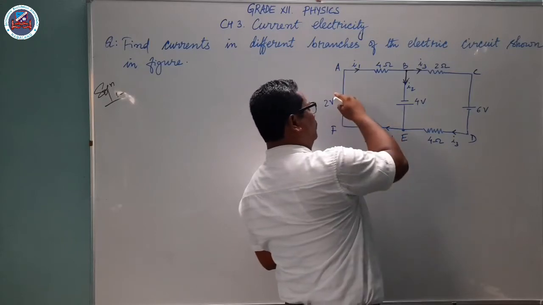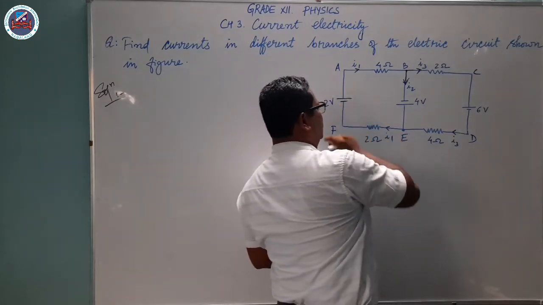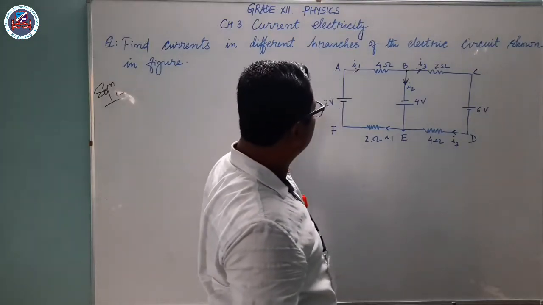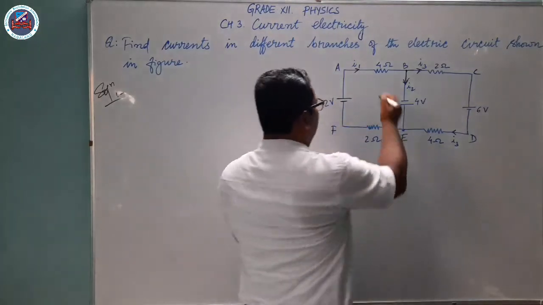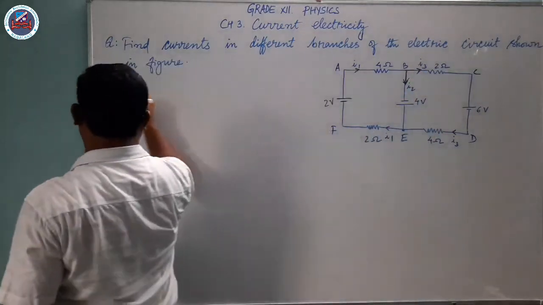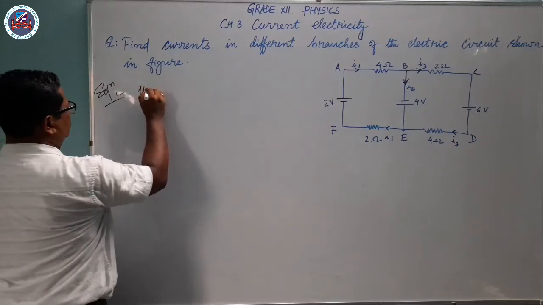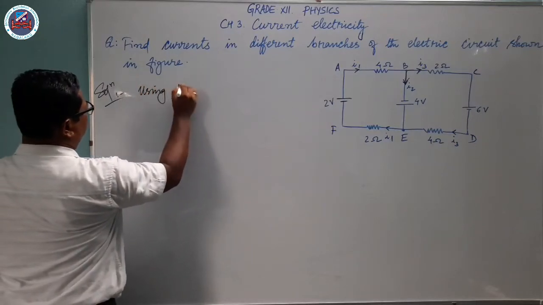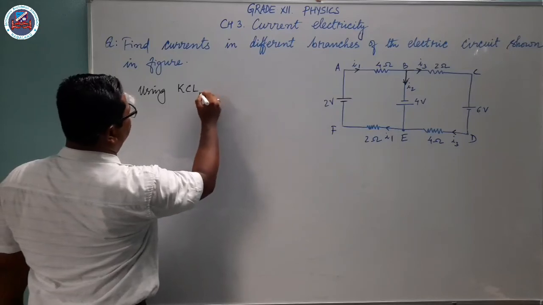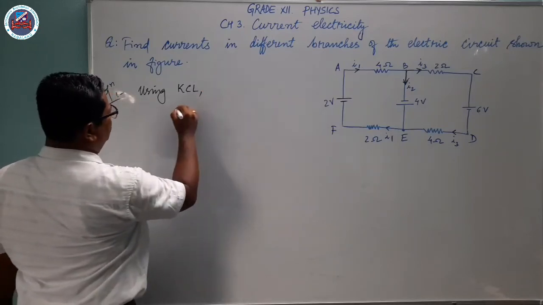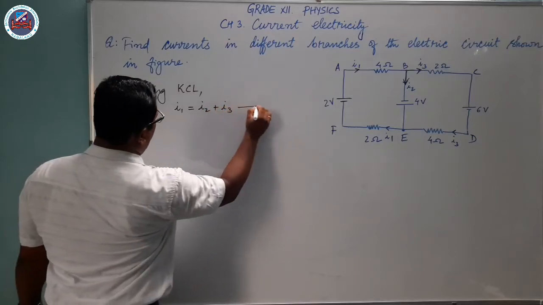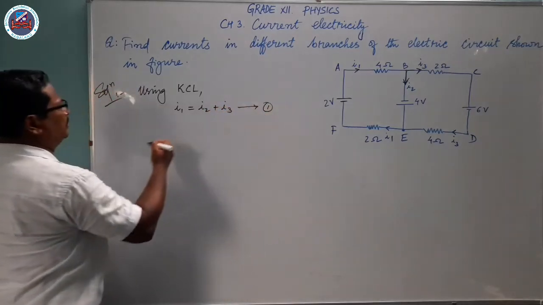Again it will flow and reach up to the, and will complete the circuit. So let us use Kirchhoff's laws. Here first of all, I1 is the sum of I2 and I3. So you will use Kirchhoff's current law, KCL. This is the first law. We can write I1 is equal to I2 plus I3. Let us mark this as equation number 1.